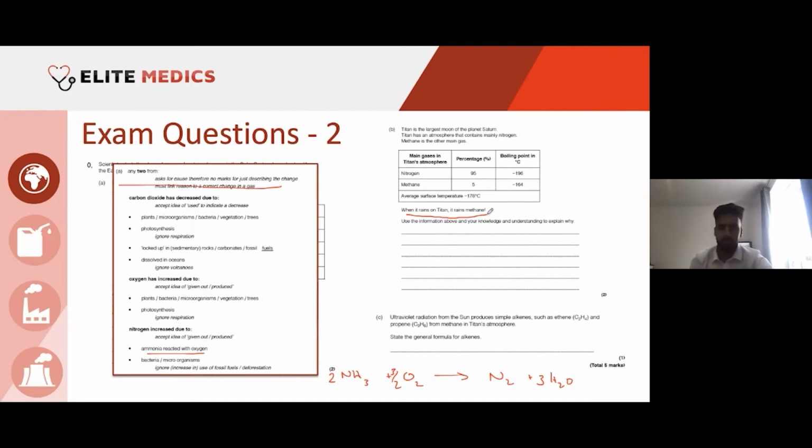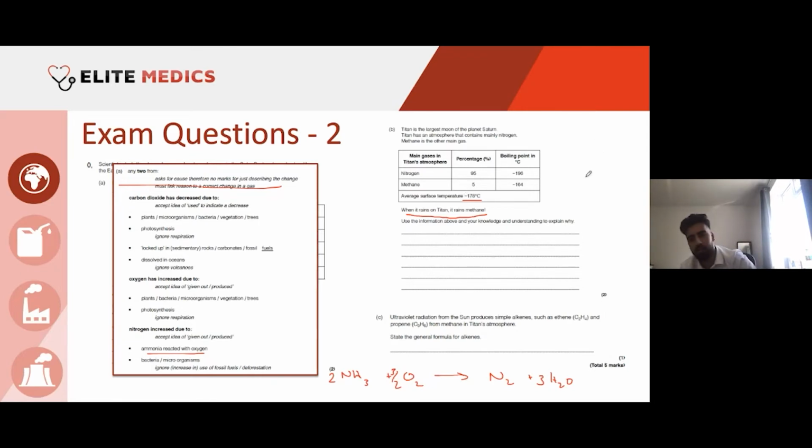So for this, they've given us some boiling points here. And the average surface temperature is minus 178. Let me have a think about this. So it's saying when it rains on Titan, it rains methane. So this is a liquid. Why is it a liquid? Because the average surface temperature is minus 178, and the boiling point is minus 164.